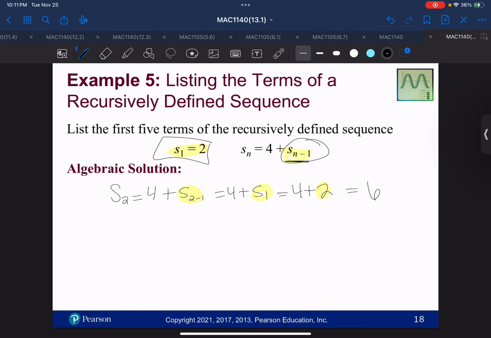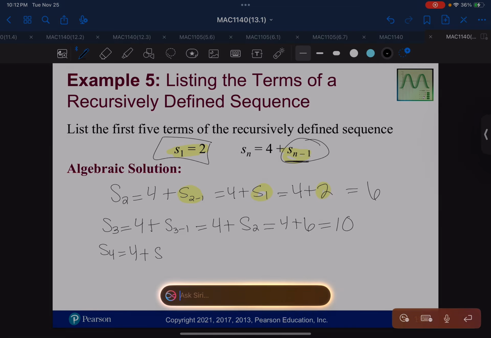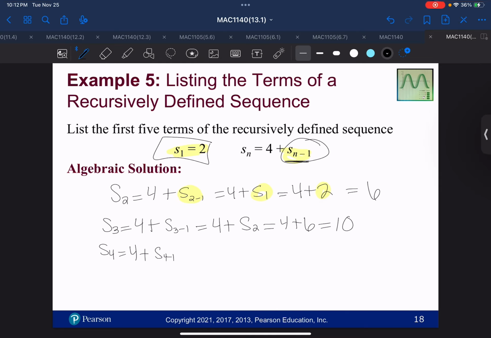All right, and then the third term will be given by 4 plus s sub 3 minus 1, which would be 4 plus s sub 2, which we just found to be 6. So this would become 4 plus 6, which would be 10. And then the next term, s sub 4, would be 4 plus s sub 4 minus 1, which would be 4 plus s sub 3, which would be 4 plus 10, because that's what we just found for s sub 3. So this would be 14.